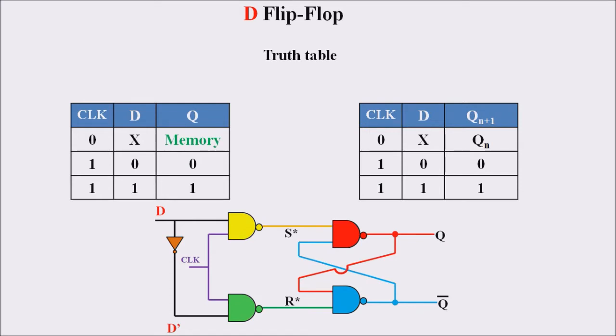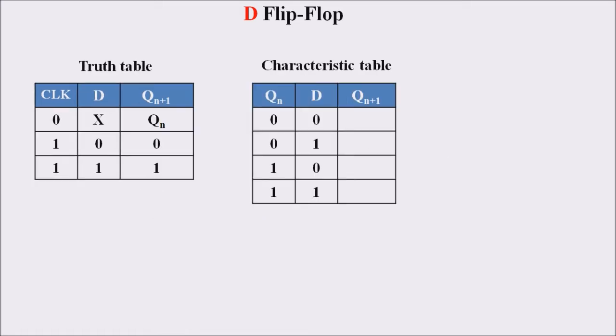Clock signal 0 means Qn plus 1, that is the present state, is Qn, that is the previous state. So this condition is known as a memory condition. And if clock equal to 1, D equal to 0 deals with Qn plus 1 equal to 0, and clock equal to 1, D equal to 1 deals with Qn plus 1 equal to 1. Now with this truth table, we are going to discuss the characteristic table of the D flip-flop.